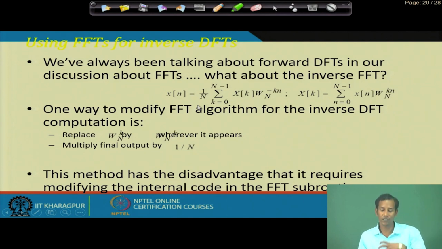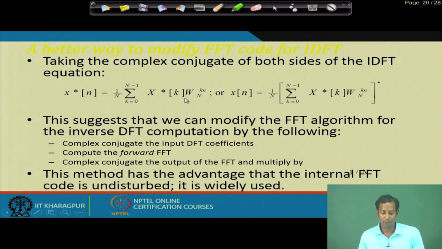So, whatever we are considering is only for the forward DFT, or forward FFT. But what about the inverse FFT? What will happen if we design the IFFT block? How can we modify the FFT code so that it becomes the inverse fast Fourier transform? At that time it will be just 1 by N times the sum over k from 0 to N minus 1 of X[k] with W_N to the power minus nk.